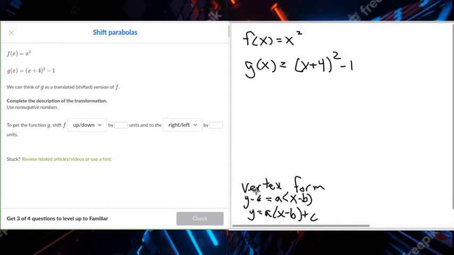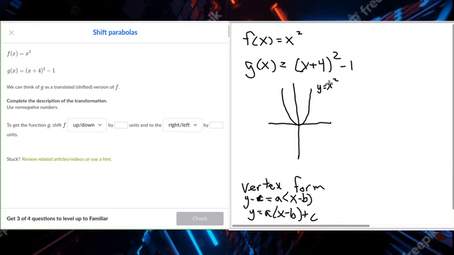But this is how we translate something. This is how we move it around. That should be a c. We replace y with y minus something, and we replace x with x minus something, and that moves it in the positive direction, c or b. So the first thing we're going to have is y equals x squared here.